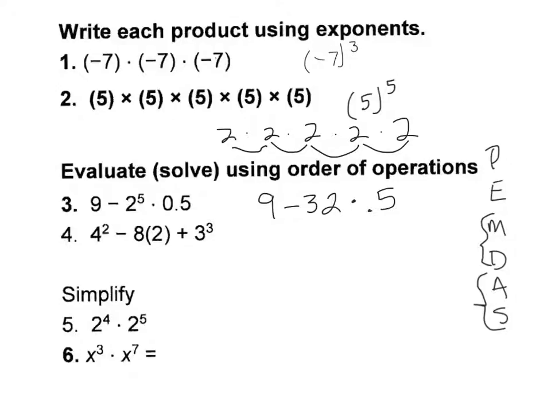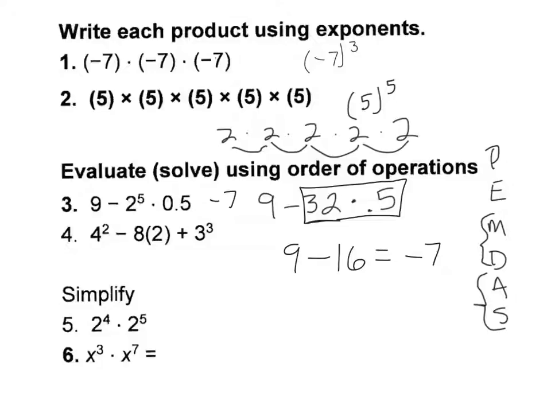So now I'm scanning again, left to right. Any parentheses? No. Any exponents? No. Any multiplication or division? Yes. And what I have here is I have 32 times a half. Well, what's half of 32? Half of 32 is 16, so I have 9 minus 16. And 9 minus 16 is a negative 7. So for number 3, my answer would be negative 7.